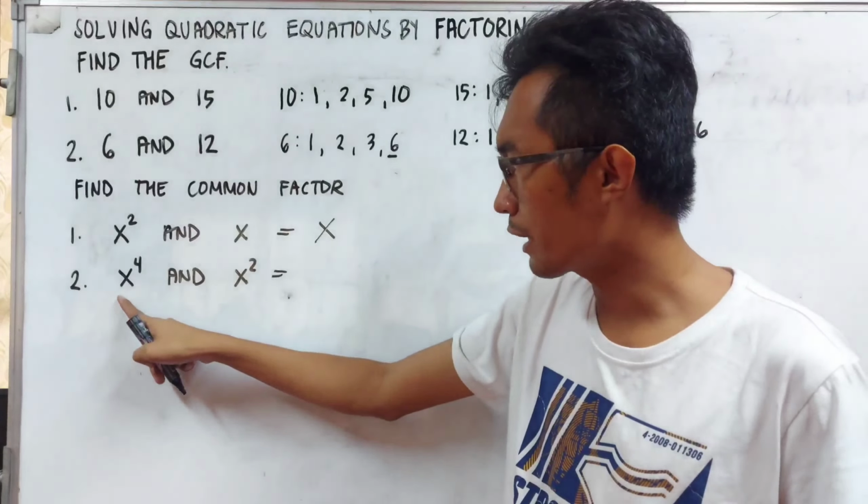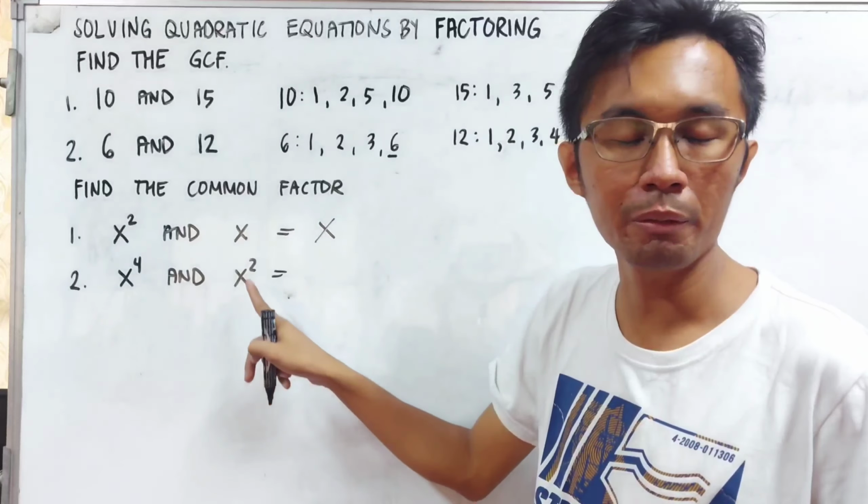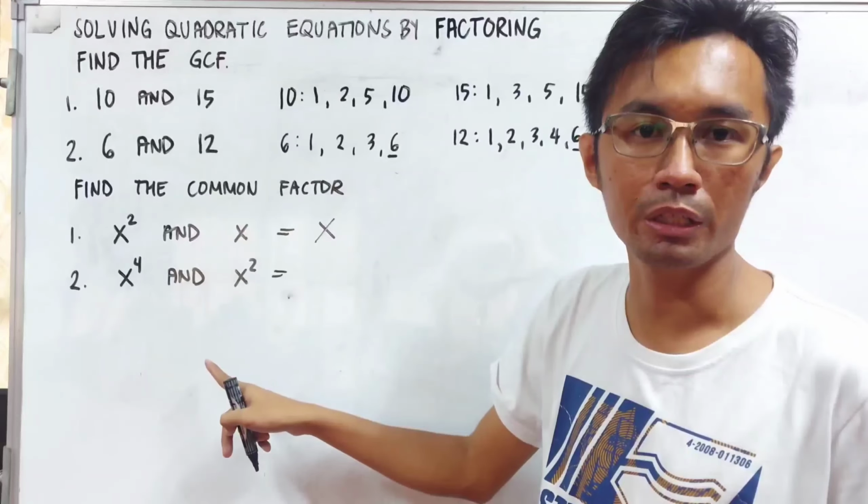For number 2, x raised to 4 and x raised to 2, ano yung mas mababang exponent? Diba yun? 2. So, therefore, the common factor is x squared. Solve the following equations by factoring. Number 1, we have x squared plus 9x equals negative 8. Number 2, 9x squared minus 4x equals 0.